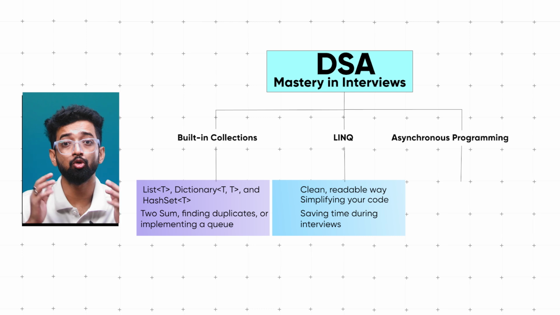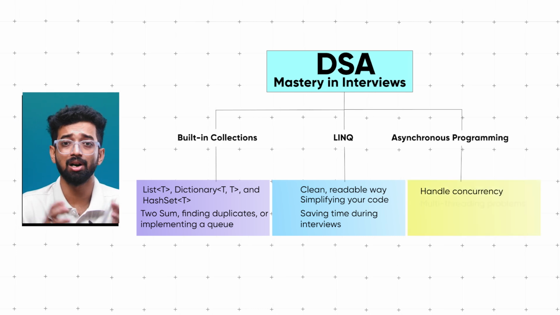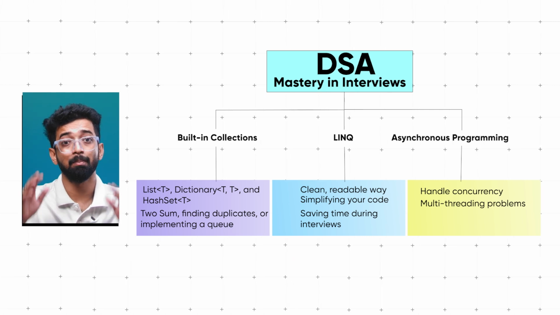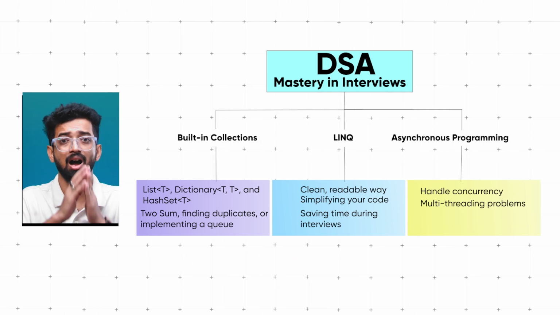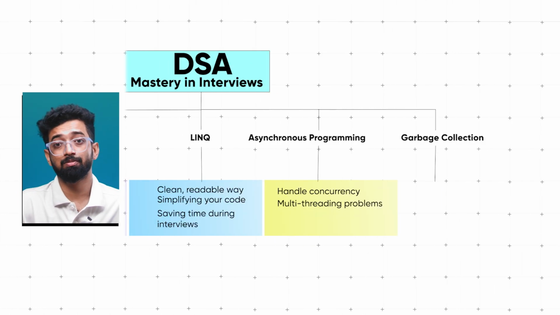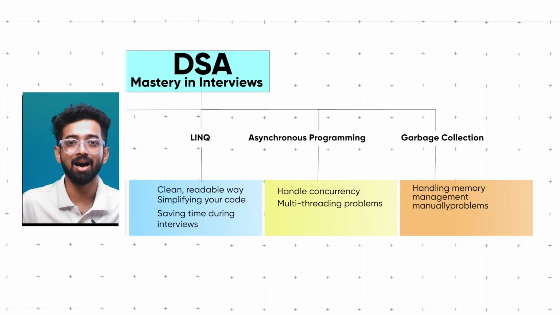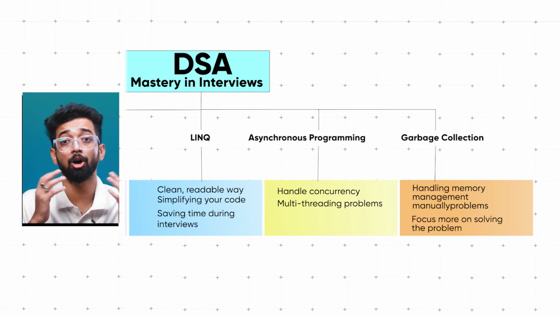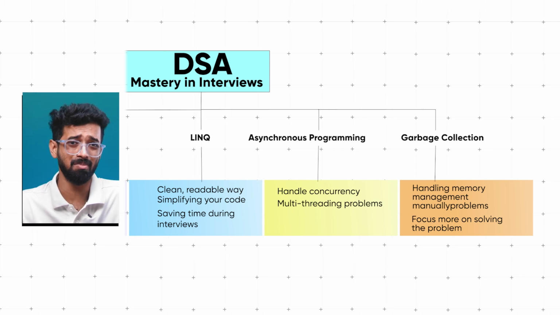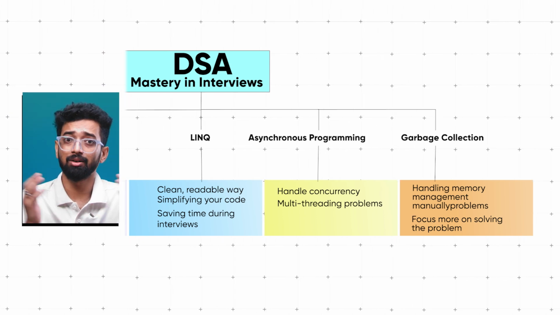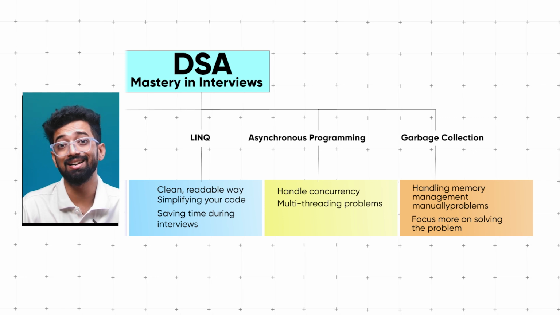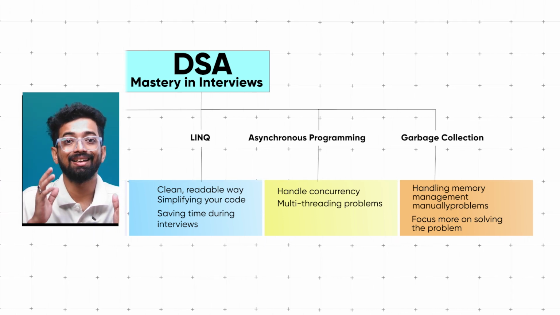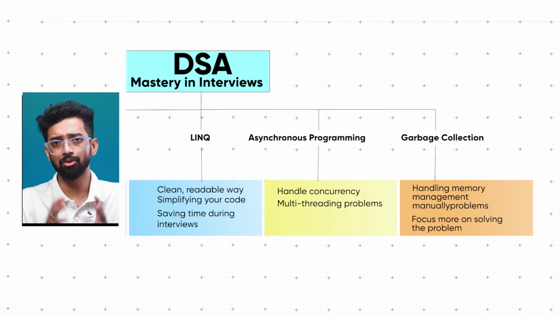In product-based companies, you may be asked to handle concurrency and multi-threading problems. C#'s async/await and Task Parallel Library make handling asynchronous tasks a breeze. While C++ developers are busy handling memory management manually, C# has built-in garbage collection, allowing you to focus more on solving the problems rather than worrying about memory leaks. So even though C# .NET doesn't come up as often in DSA discussions, it's more than capable of holding its own in interviews, if you know how to use it right.